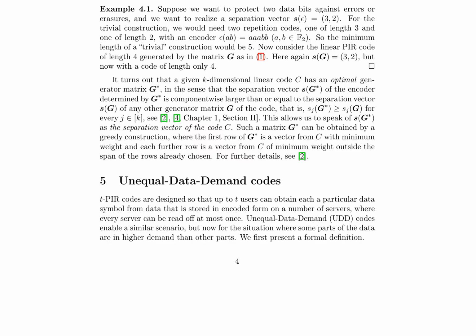A related concept is that of t-PIR codes, which enable up to t users to retrieve a specific data symbol from encoded data stored on servers, with each server being read only once. Building upon this concept, Unequal-Data-Demand codes, or UD codes, extend this scenario to situations where certain parts of the data are in higher demand than others. Formally defined, UD codes have the potential to optimize data protection and retrieval based on varying data demands. By providing tailored protection to data symbols according to their demand, UD codes offer a promising approach to efficient data management.